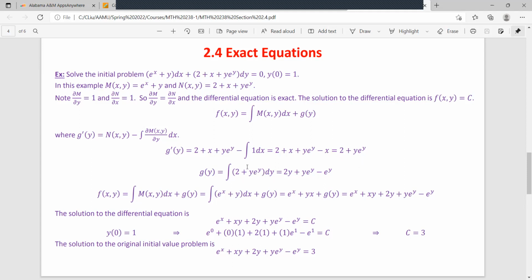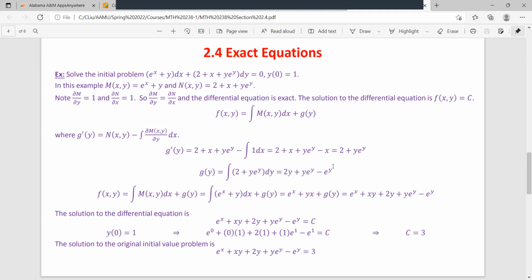Integrate with respect to y. And we already did this kind of thing before, in a few examples previously. So integrate 2 with respect to y equals 2y. And integrate y times e to the y, you're going to get y e to the y minus e to the y. You have to use integration by parts to do this part, as we already did several times before. So I'm not going to repeat it here.